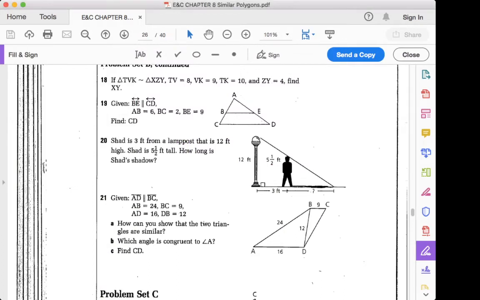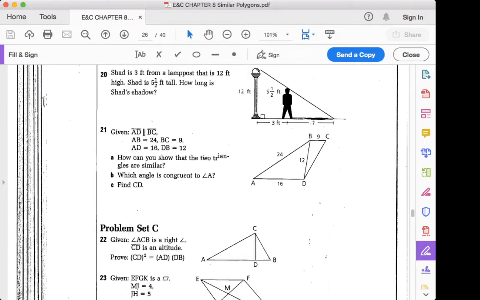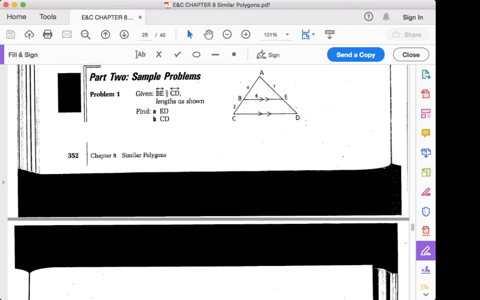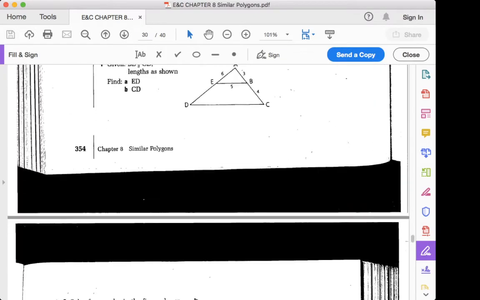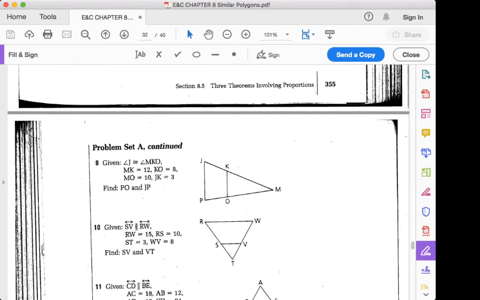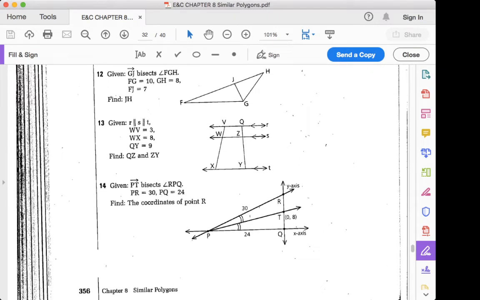The other question that was asked, I do believe is on the next section. Yep, is number 14. And number 14 gives us, so this is the one on page 356.